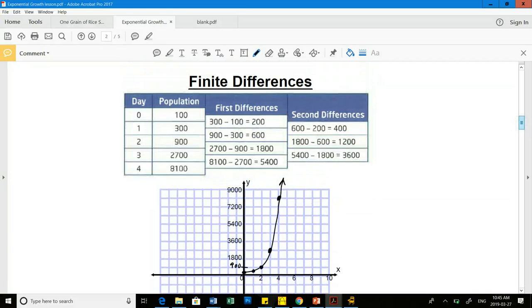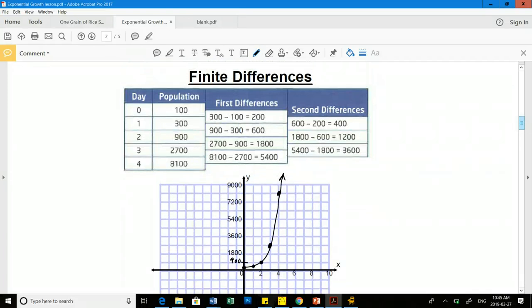Okay, I also just want to show you guys what happens with the first and second differences. And just to remind you, we did this back in grade 9. We calculate these by taking the y coordinates here and doing bottom minus top, bottom minus top, bottom minus top, bottom minus top. That gives us the set of first differences: 200, 600, 1,800, and 5,400. And then to calculate the second differences, I take these values from the first differences and I do bottom minus top, bottom minus top, bottom minus top.